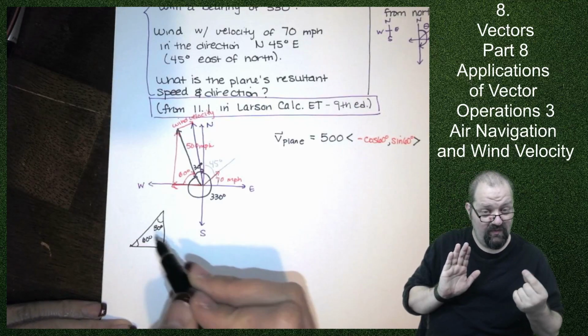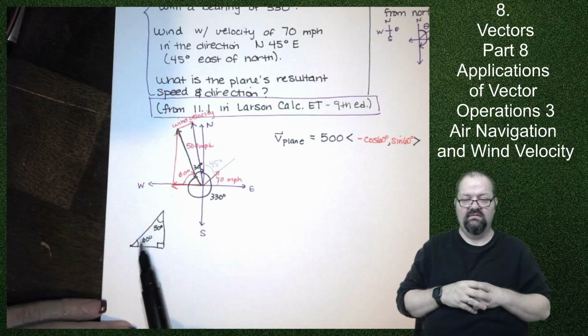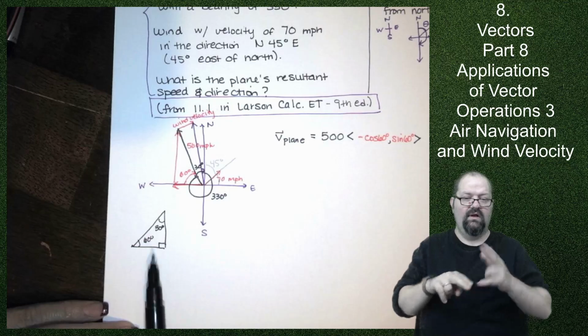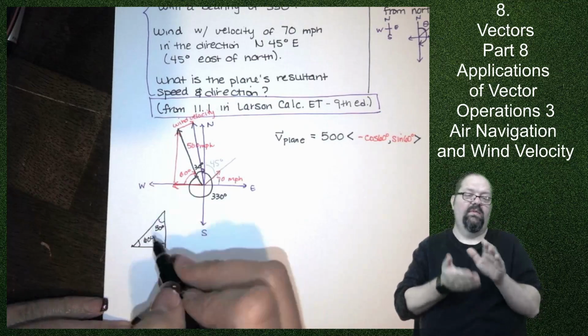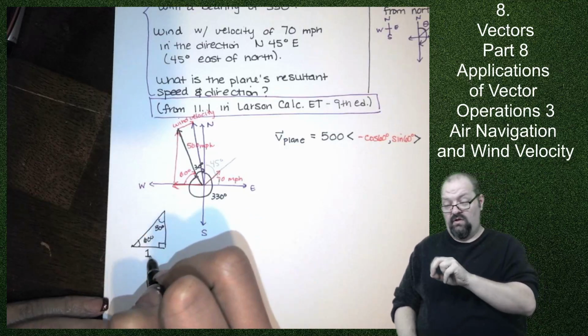The side lengths sort of go in the same order. They increase in the same order that the angles do. So the smallest angle is opposite the smallest side. So 30 degrees is opposite the 1.